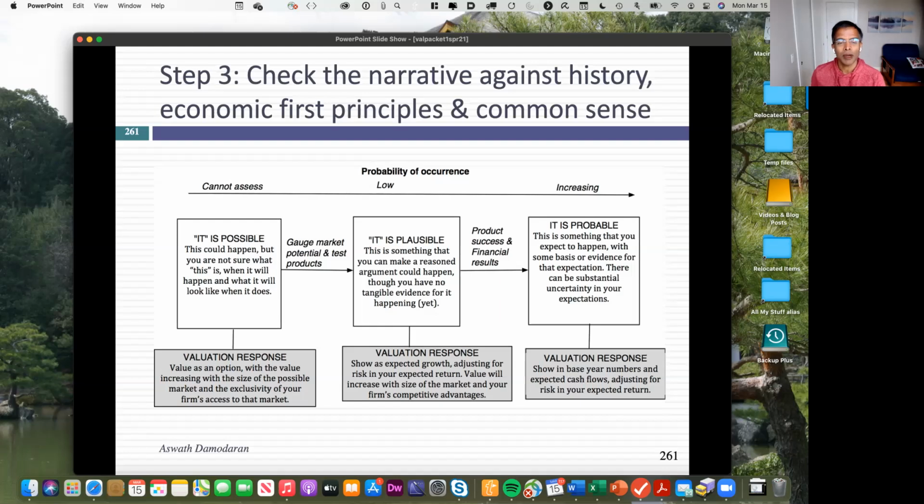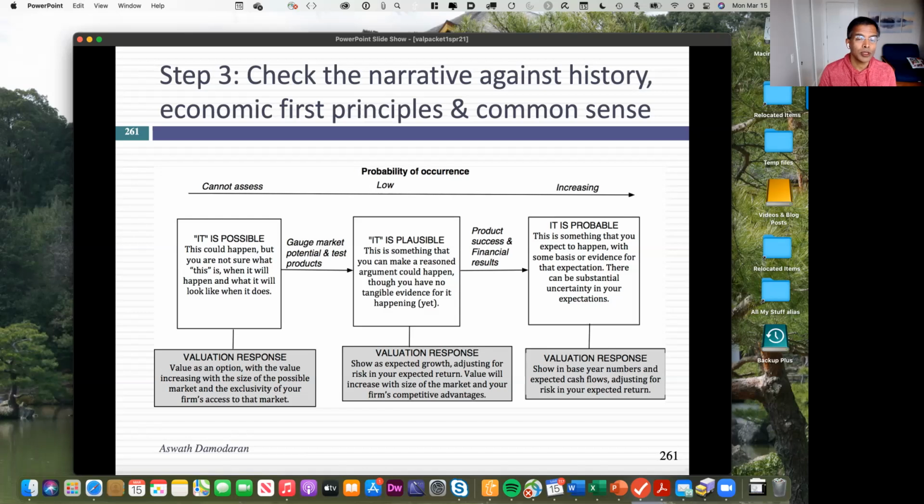So at this stage, where am I? I've understood my company. I've told a story about the company. Step 3, here's what I do. I try to make sure the story I've told you is not a fairy tale. Ask 3 questions about the story. And if it sounds like I'm playing on words, think about the words. I ask, is it possible? Is it plausible? Is it probable? Possible, plausible, probable.